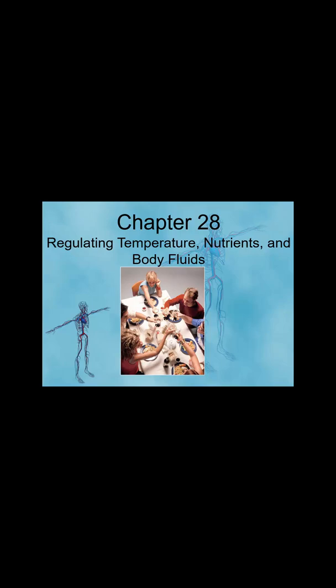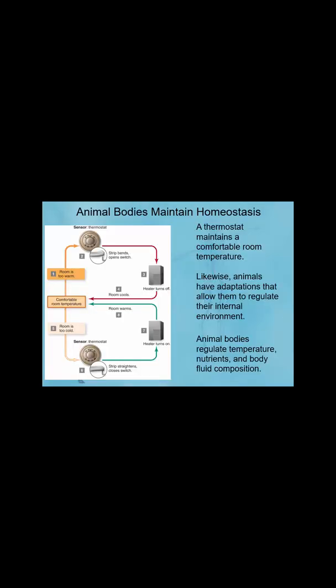Okay, chapter 28, regulating temperature, nutrients, and body fluids. Most of our regulatory functions in the human body or any animal body are dealt with in what is called a negative feedback loop. A negative feedback loop is basically a thermostat that moves the original stimuli in the other direction. In the case of a heater, if the room temperature gets cold to a certain point, it turns the heater on, which warms up the room.